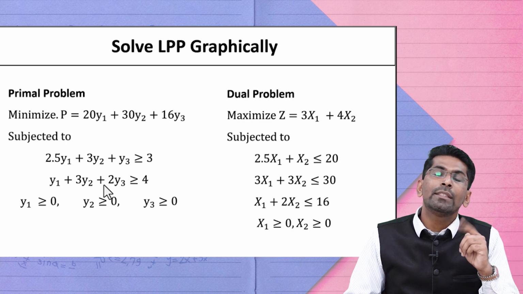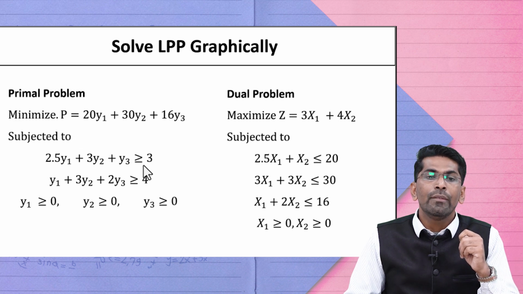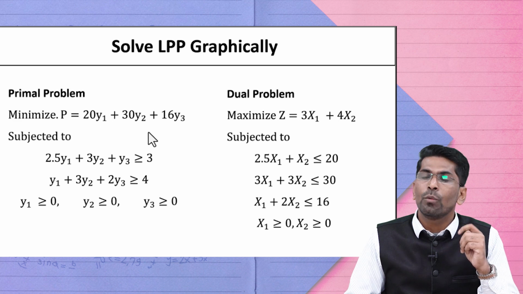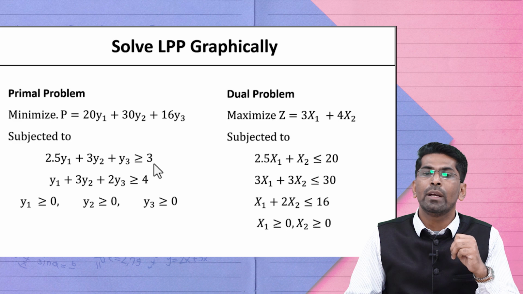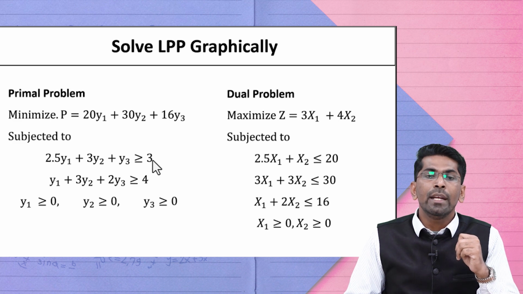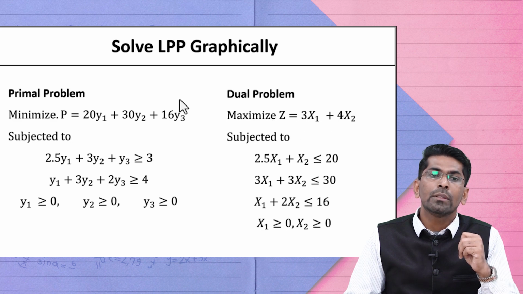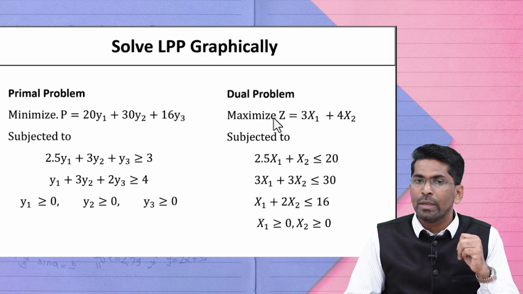And we can solve the same graphically. So if you are going to consider the dual of the given primal problem, then it will become maximization of, for example, instead of y1, y2, y3, I am going to consider the decision variables x1, x2. So here the constants in the constraints, that is 3 and 4, now will become the coefficients. Of course, the minimization problem will become the maximization problem.